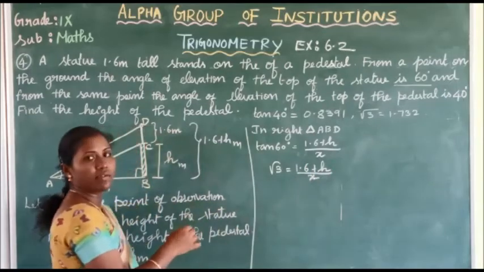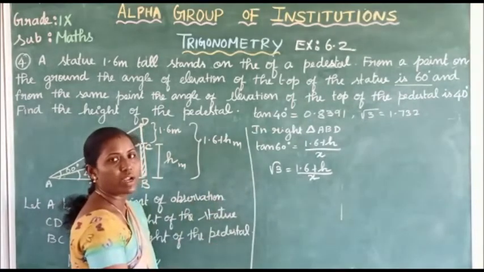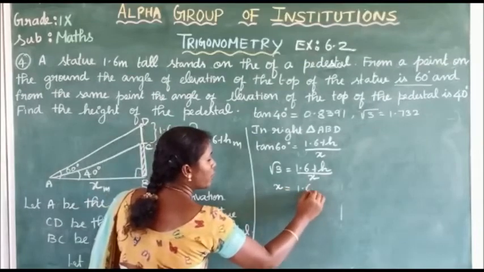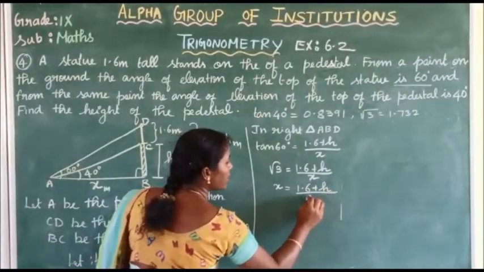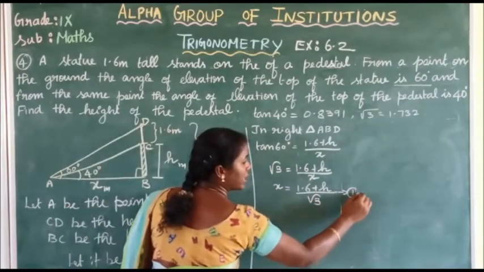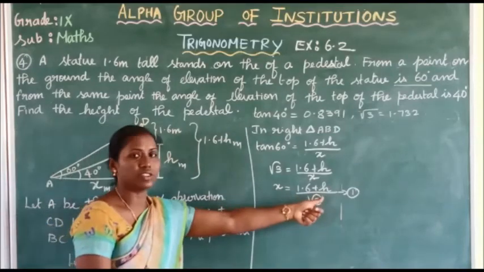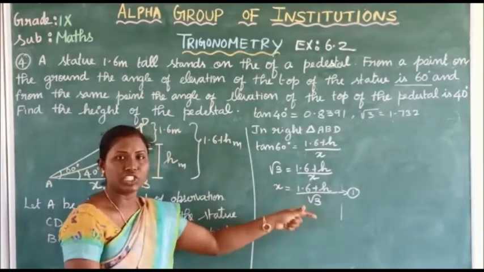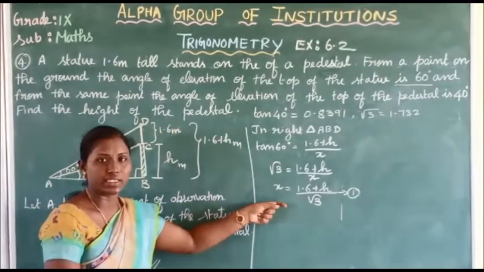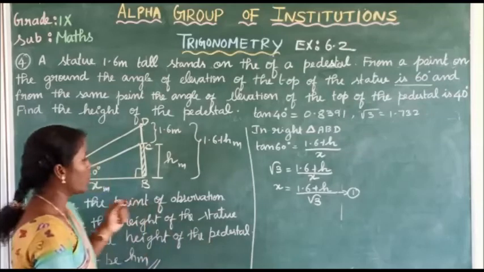I am going to change the equation into the form of x is equal to, because we are going to use this for substitution to find the value of h. So x is equal to 1.6 plus h by root 3. Let this be equation 1. Because here we don't know the value of x as well as h, we can't solve for x or h here. So we have to take another triangle and substitute this value of x in that equation, and find the value of h. Let's see how to do the problem now.